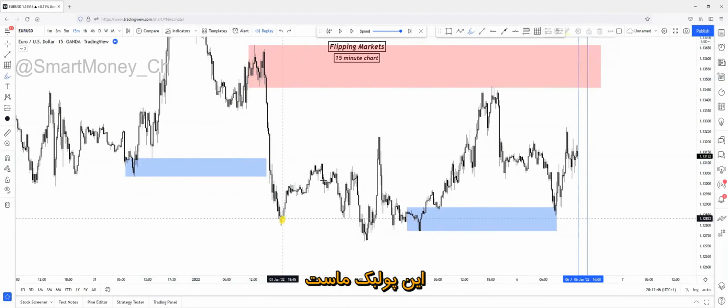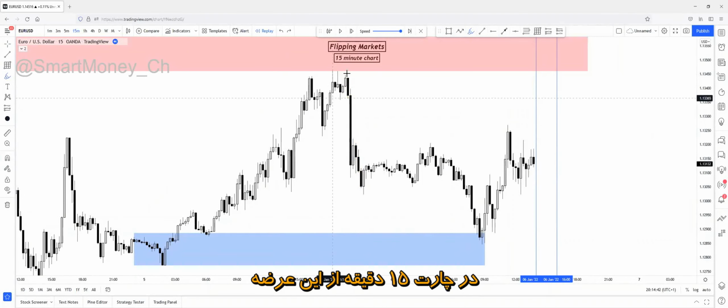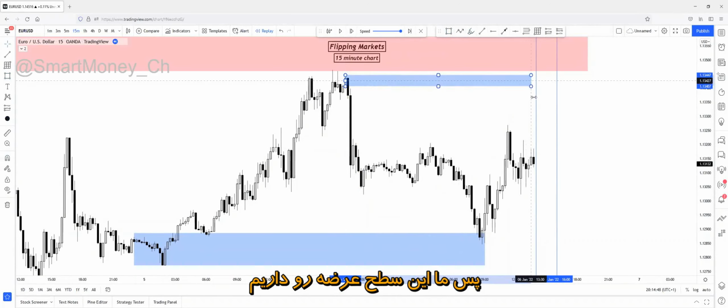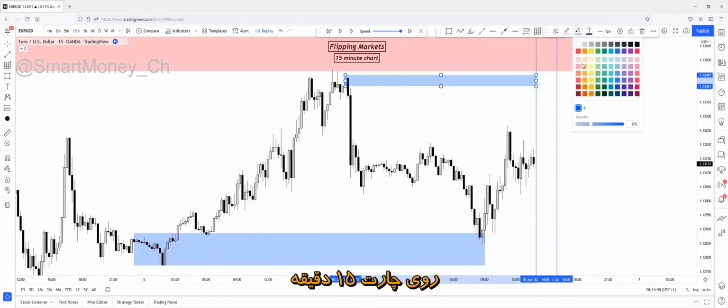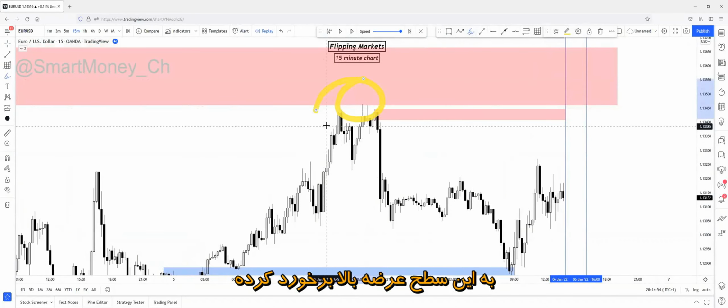As you can see, on the 15-minute chart, this was the upside movement on the 4-hour chart that changed character here. And basically, price changed character to the downside here on the 15-minute chart from this supply zone, as you can see. So we will have this supply zone on the 15-minute chart. And technically, we can say price tapped the 4-hour supply zone up here.